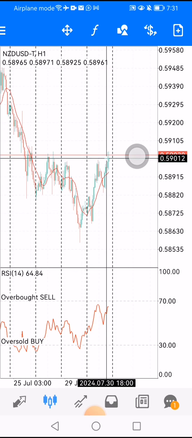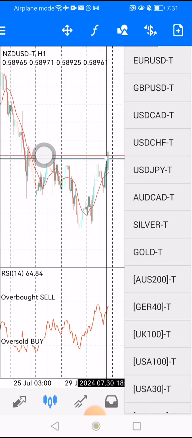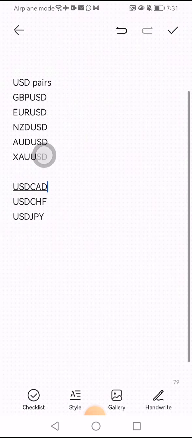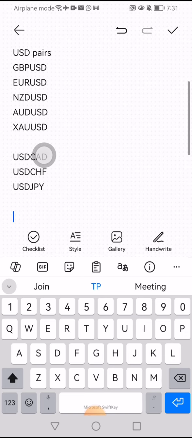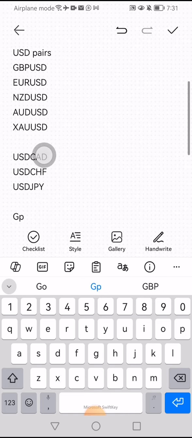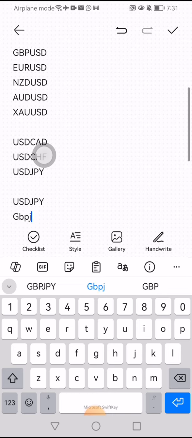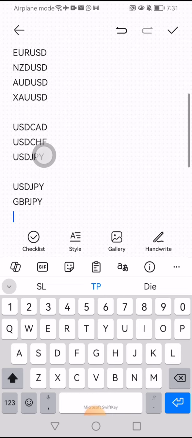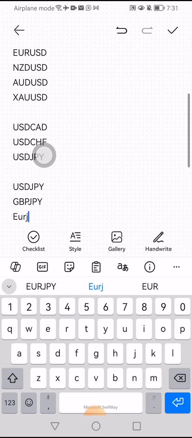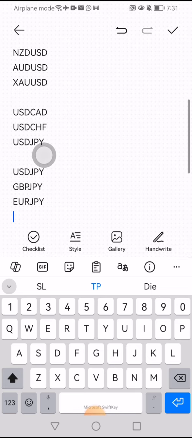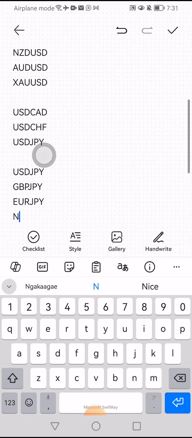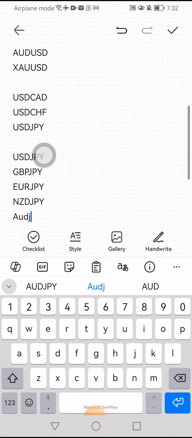For example, if I was to take JPY pairs, let me just start with the US dollar. USD JPY, GBP JPY, EUR JPY. This is just how they are paid, guys. Don't ask me why. You should just do a bit of research. You know, NZD JPY, AUD JPY.